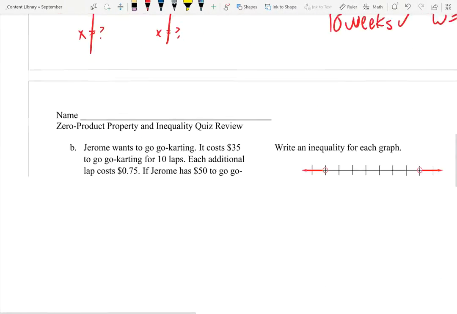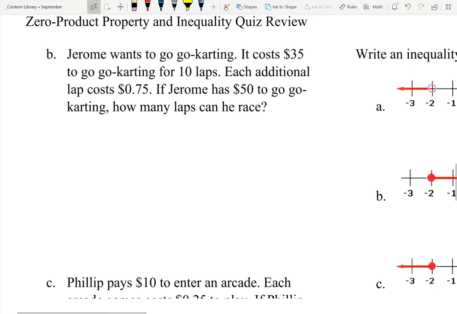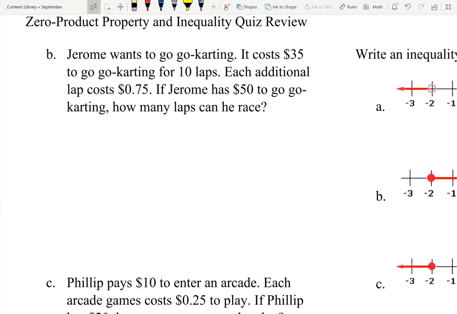Let's look at B. Jerome wants to go go-karting. It costs $35 to go go-karting for 10 laps. Each additional lap costs 75 cents. If Jerome has $50 to go go-karting, how many laps can he race? So he has $35 to go go-karting, and then, in addition to the $35, he's going to pay 75 cents per lap. That's over 10 laps, of course.